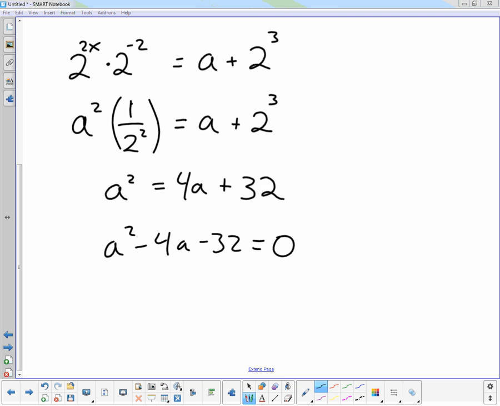Now, make sure you check your answers. Whenever you're dealing with logarithms or exponentials or anything like that, you want to make sure that the game still plays. All right, go in and always check your answers.